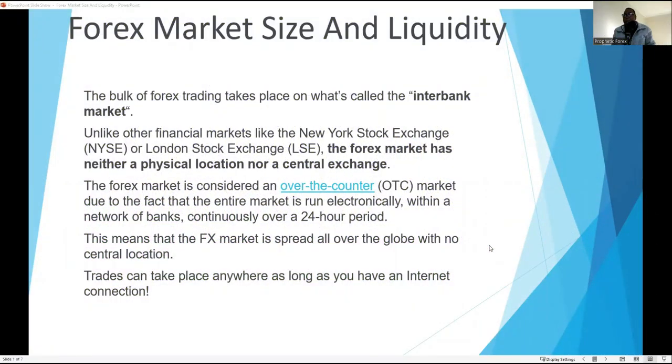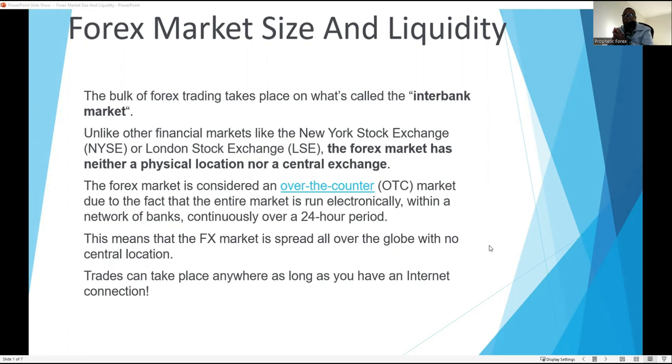Okay family, welcome back. As I said, we're talking about the Forex market size and liquidity. The bulk of Forex trading takes place in what we call the interbank market. Unlike financial markets like the New York Stock Exchange and the London Stock Exchange, the Forex market has neither a physical location nor a central exchange. The Forex market is therefore considered an over-the-counter (OTC) market, because the entire market is run electronically within a network of banks, continuously, over a 24-hour period.